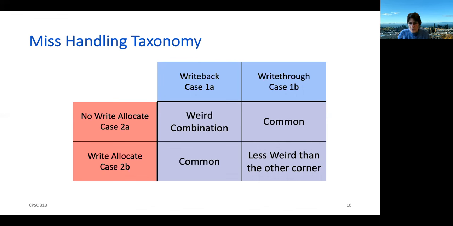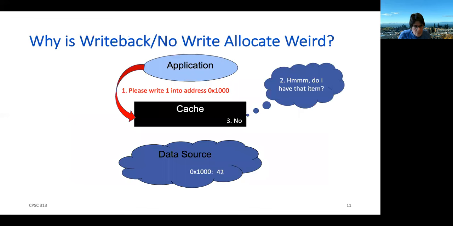So let's see what happens when you have these two. We have a write back cache, so we allow dirty data in the cache, but when we take a miss, we don't necessarily put the data in the cache. All right, so what would that look like? The application is trying to write a value that isn't in the cache, and this is write no allocate. So we go down to the data source and we say, okay, I need you to write this value and you don't get to allocate the line in the cache.